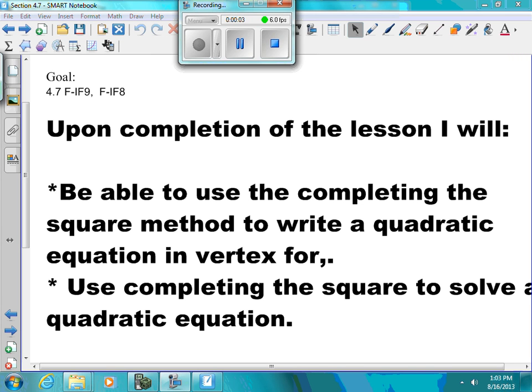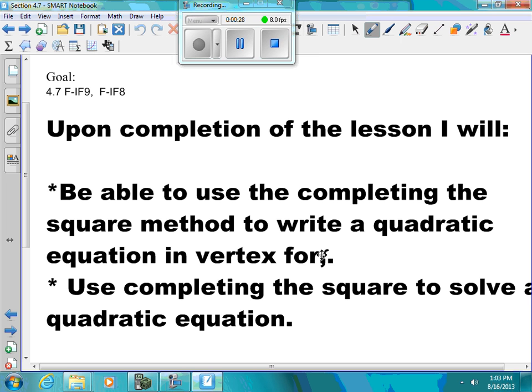Today's lesson comes from Chapter 4, Unit 1, Quadratics. It is Section 4.7, completing the square. So today's goal, hopefully you'll be able to use completing the square to write a quadratic equation in vertex form. It should be form, not for. And use completing the square to solve a quadratic equation.